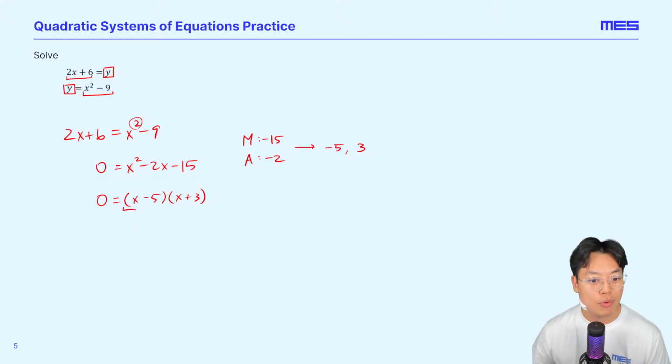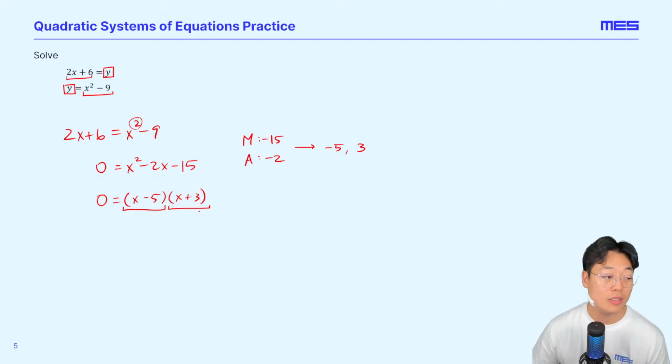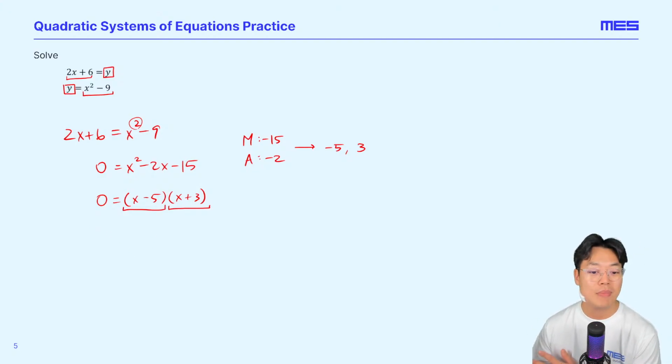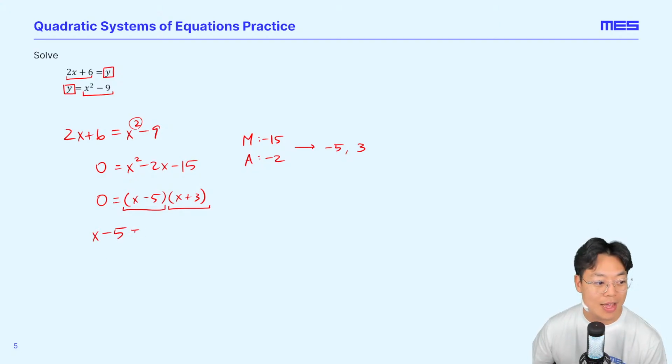From here, a product of two expressions, when equal to 0, either of those two expressions can be set equal to 0, because 0 times anything is 0, and anything times 0 is 0. So I set x minus 5 equal to 0, and x plus 3 equal to 0, and now we solve. x is equal to 5, and x is equal to negative 3.